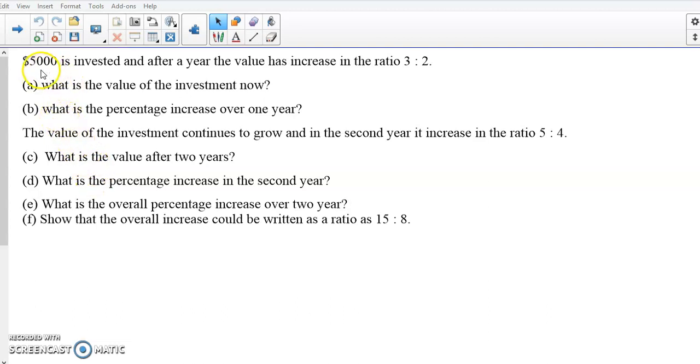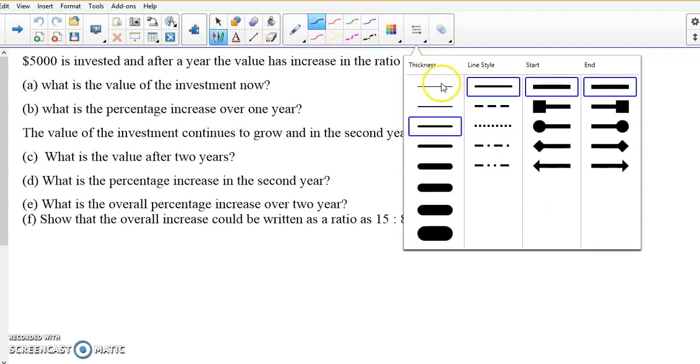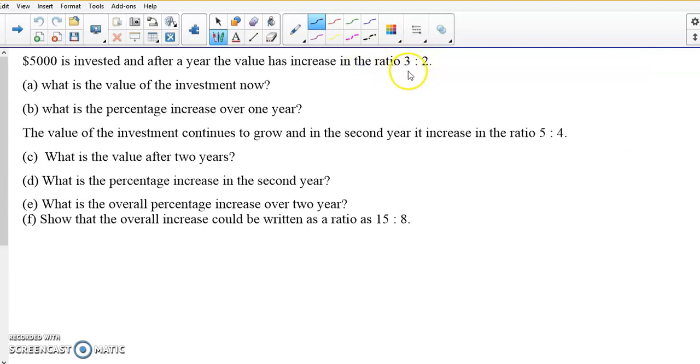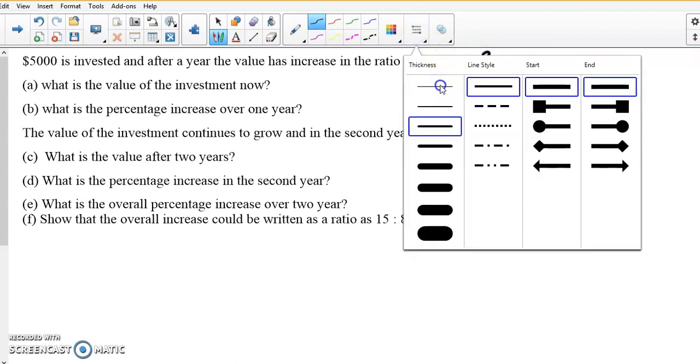Okay, let's look at the last question. This says that $5,000 is invested, and after a year the value has increased in the ratio 2:3. Now let's look at the ratio 2:3. Since we have the ratio 2:3, in this case we have this to be increasing. The big number will be up and the small number will be down, since we are increasing.